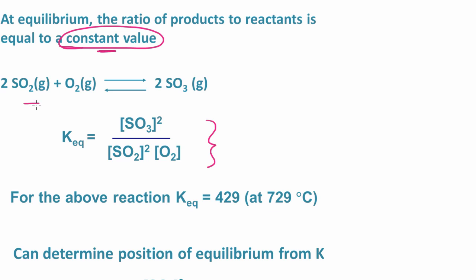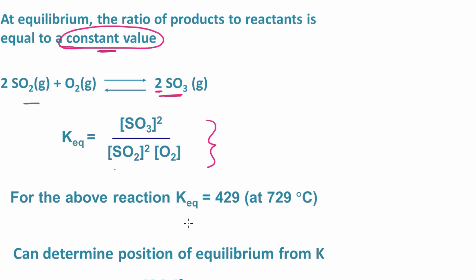So we have this reaction here between sulfur dioxide and oxygen to produce sulfur trioxide. I write the equilibrium expression. So again, the product goes in the numerator, and the coefficient becomes the exponent, and the reactants in the denominator. And again, the coefficients become the exponent.